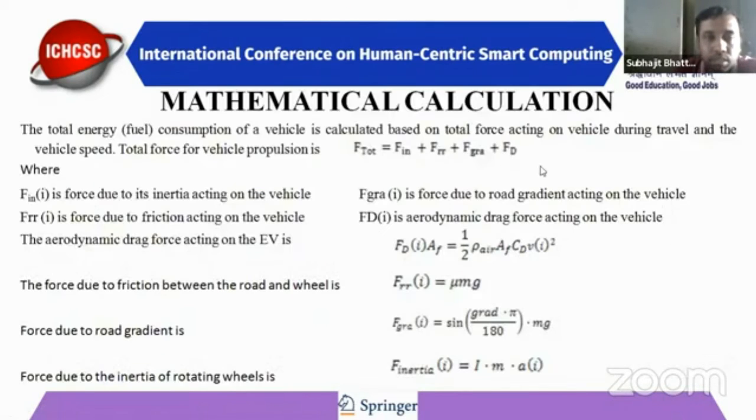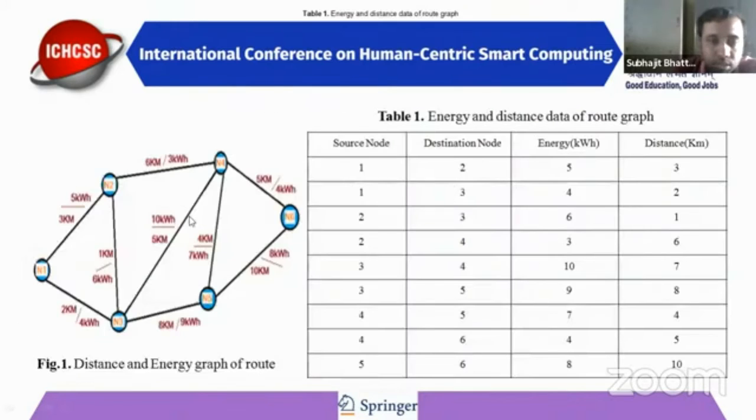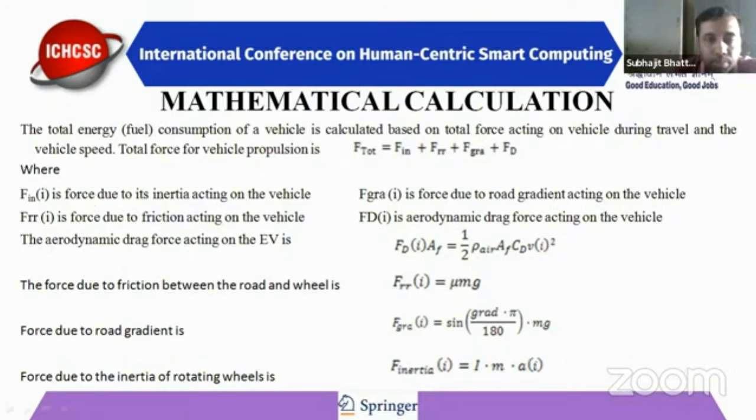Okay. Next, this is the mathematical calculation. The mathematical calculation is associated with the energy calculation between the 2 points, that is, how the energy is calculated between the 2 points. That has been proposed here. Here you can see that the total energy consumption is composed of the inertia force and others, all written down here. FRR is the force due to friction, FGRA is the force due to gravity, and FD is the aerodynamic force. All of these equations have been written here, and we have calculated them. We also know the value of each coefficient, and from there we have calculated the energy consumption between all the vertices in the graph.